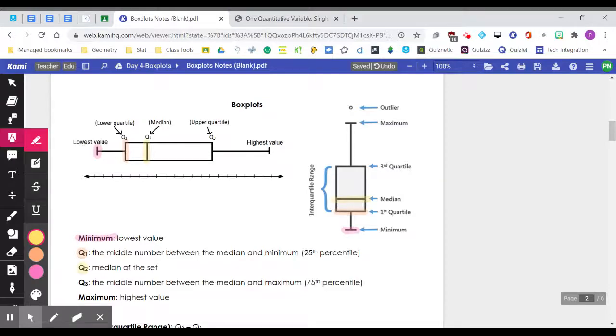Now going back to Q1, if we wanted to calculate Q1, it's going to be the middle number, so essentially the median, between the minimum and the median of the entire set of data. So it's kind of like the middle spot between those two. So now we have Q3, or third quartile, or sometimes upper quartile. And that's going to be the median between our median and the highest value, also known as the maximum value.